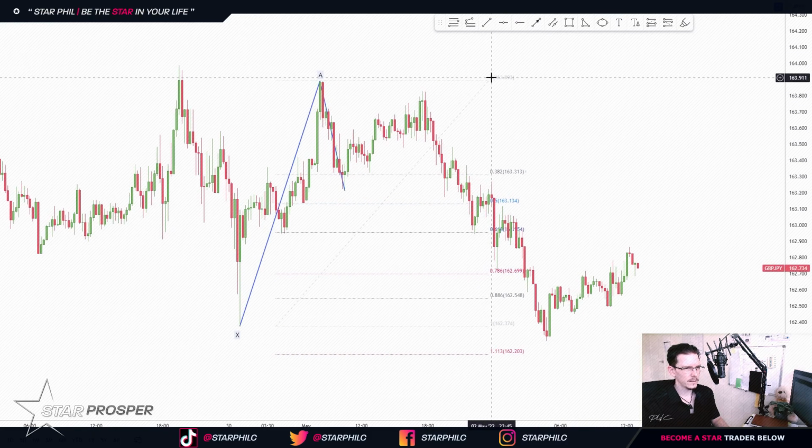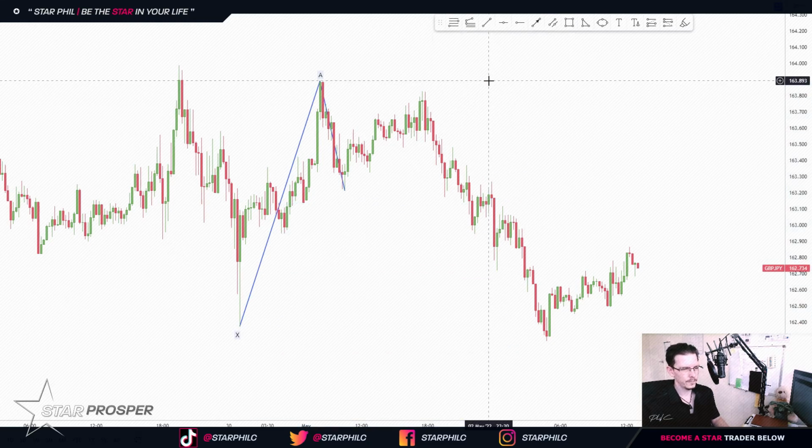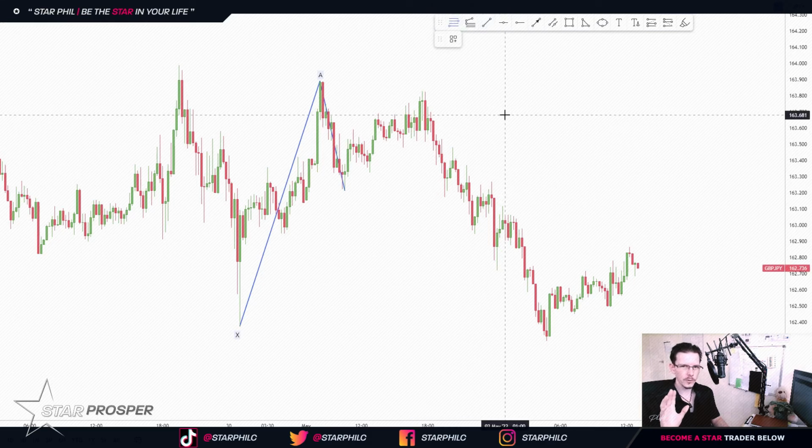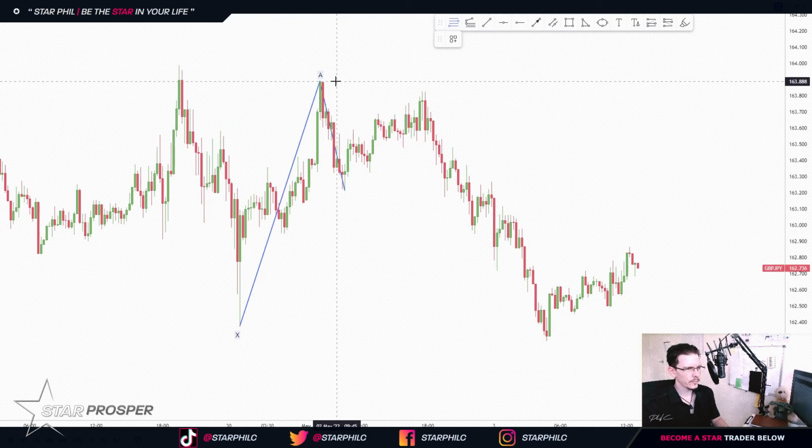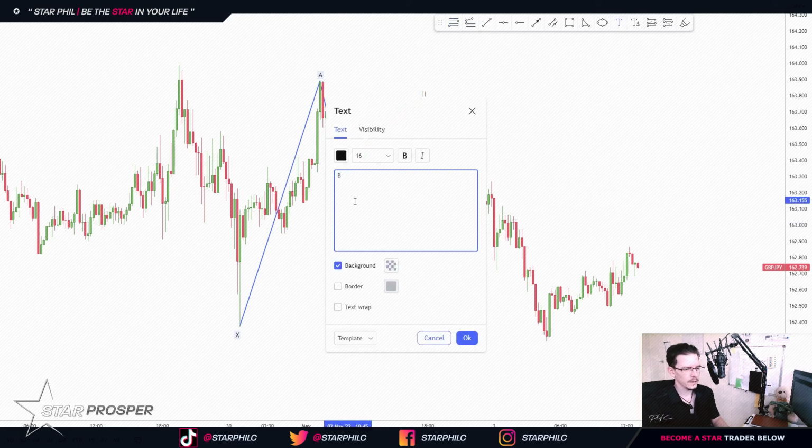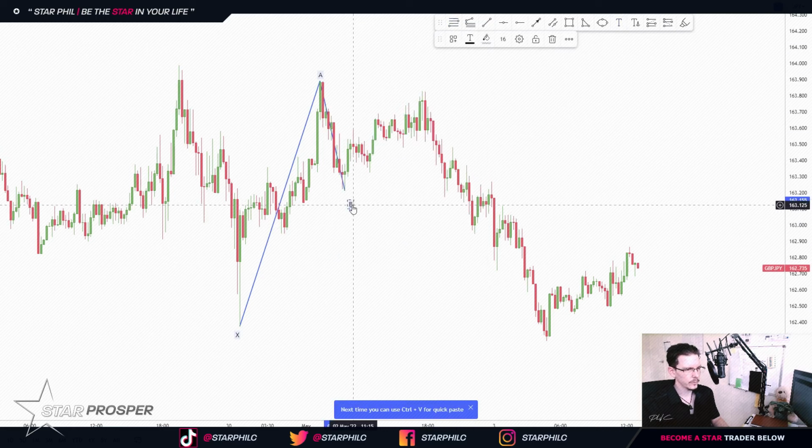And then, after condition 1, we are looking for condition 2. And we take the Fibonacci retracement tool yet again, and we will go from A to B. So actually, I get my text tool like this. And this is B right there.